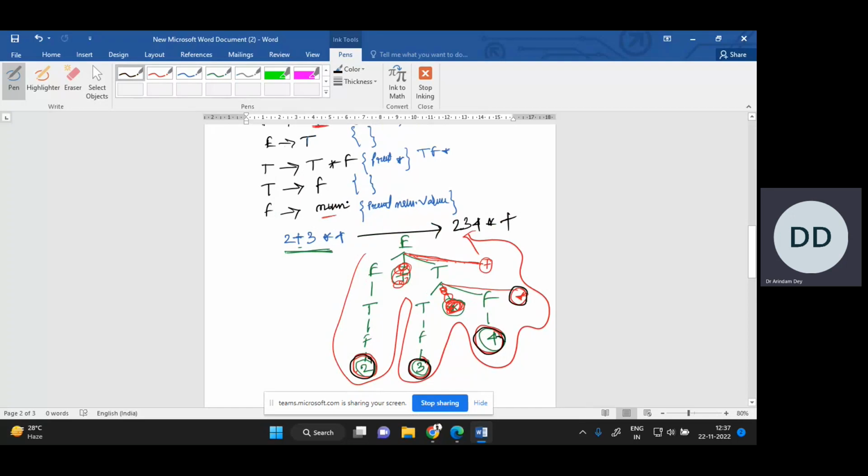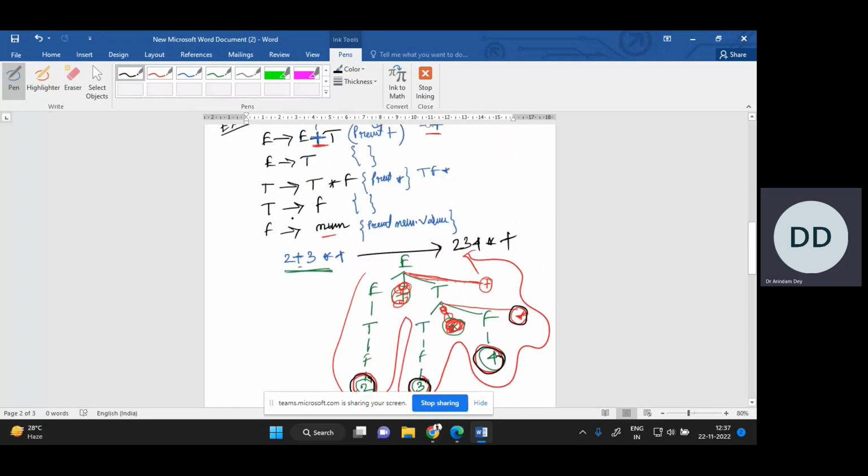Let me give one more example so that we can be familiar with this structure.